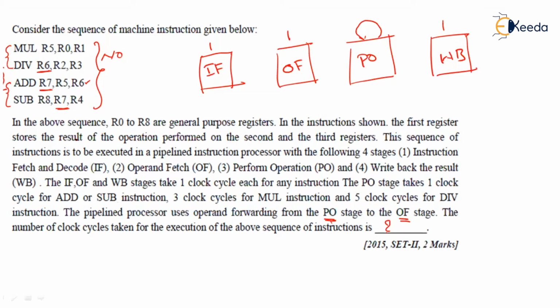But don't worry, this pipeline system is using the operand forwarding technique to handle this data hazard. Whenever there is a dependency, we call it a data hazard. In order to handle this data hazard, this pipeline is using operand forwarding, with a slight modification: from the PO stage to the OF stage directly. Let us see how this is going to work. Between division and addition there is a dependency, and between addition and subtraction there is a dependency. Let us solve this.